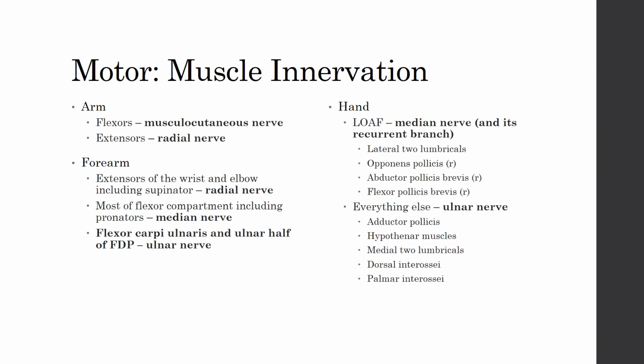For the hand, you should know the LOAF muscles are done by the median nerve and its recurrent branch: lateral 2 lumbricals, opponens pollicis, abductor pollicis brevis, flexor pollicis brevis. So they basically control the movement of the thumb. Everything else, all the intrinsic muscles, abduction, adduction, pinky movements, all done by the ulnar nerve.